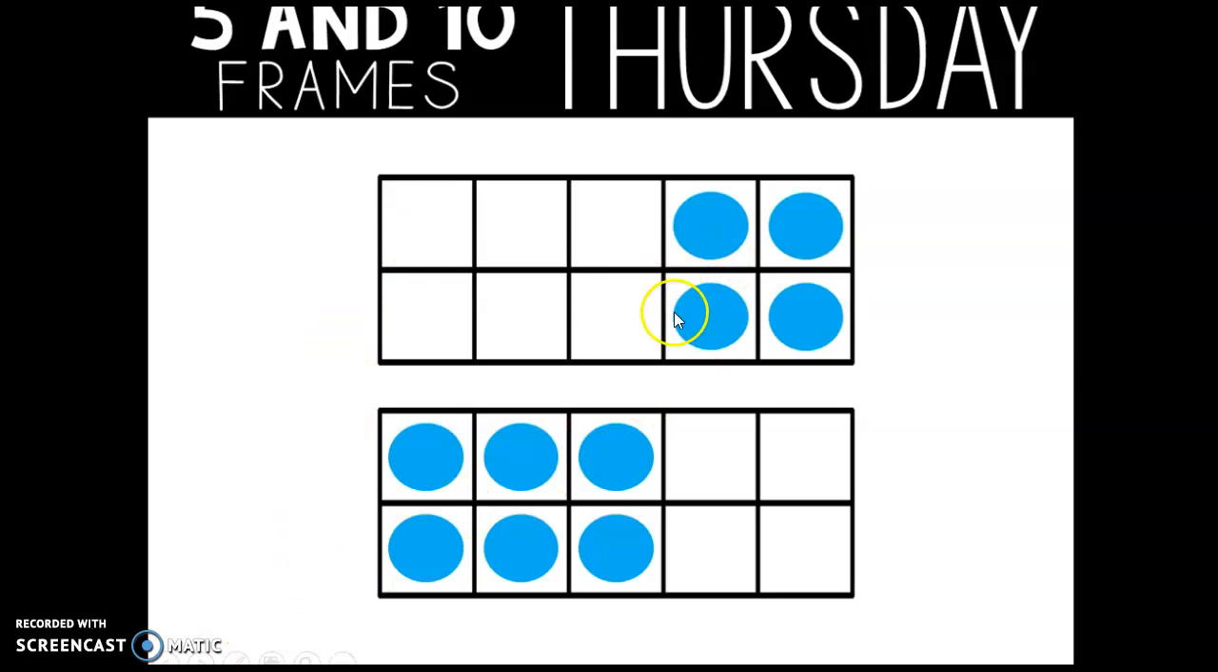Okay, let's look at this one. All right, we have 4 and 6. So 4 and 6 together is 10. Awesome job.